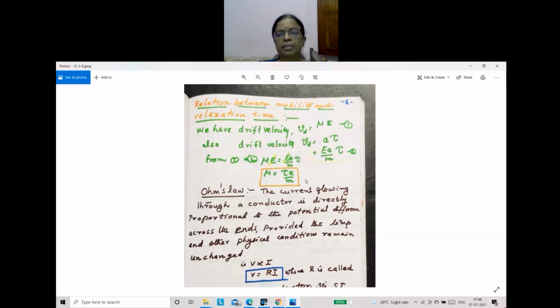That is average relaxation time into E by m. Clear, children, these two equations? Drift velocity is directly proportional to electric field. Drift velocity is equal to a constant times the electric field, mu into E.